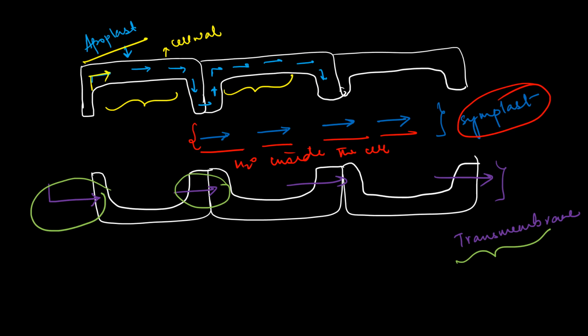Water absorption, water movement through the cell wall. Symplast, water movement through cytoplasm or protoplast, right? And in transmembrane, water enters through one end of the cell and leaves from the other end of the cell. And this happens in a series of cells. This is one cell, this is two cell, yes, this is third cell. So this is what we call transmembrane pathway.